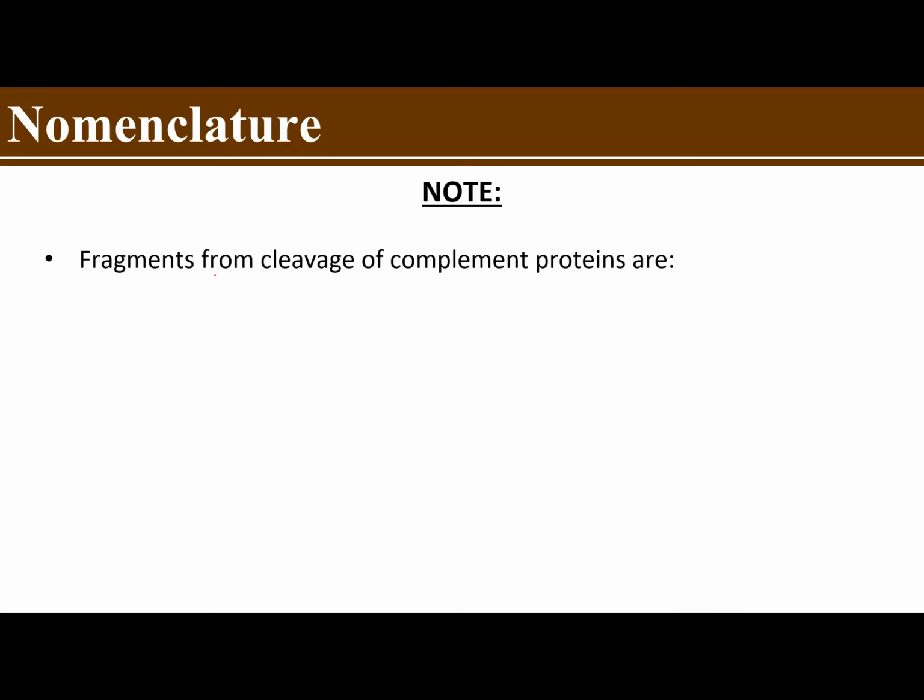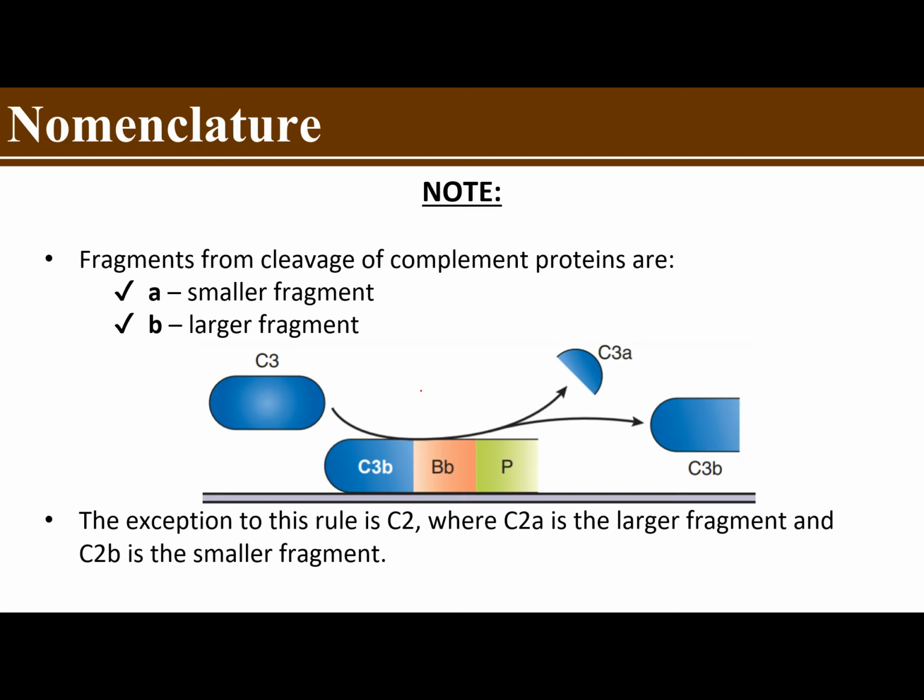Nomenclature. Please take note that fragments from cleavage of complement proteins are named as follows. As I mentioned earlier, class, in the table, your complement proteins could be cleaved or cut. Now, if they are cleaved or cut, they would form two fragments. So let's say you cleave your C3. If your C3 is cleaved, it would form C3a and C3b. Now, what do this a and b stand for? Please take note, class, that the a here would stand for the smaller fragment.